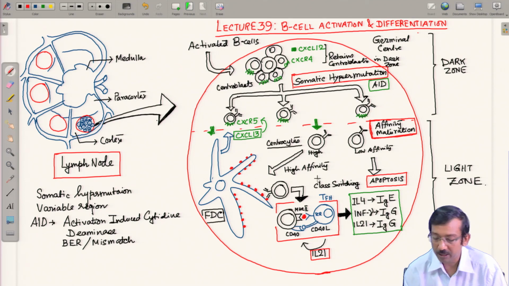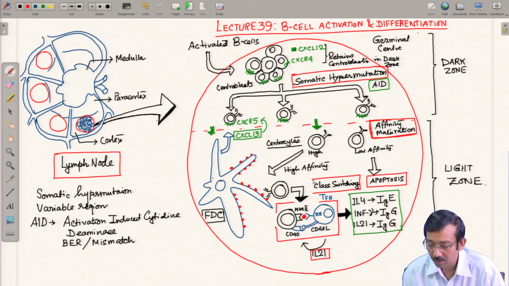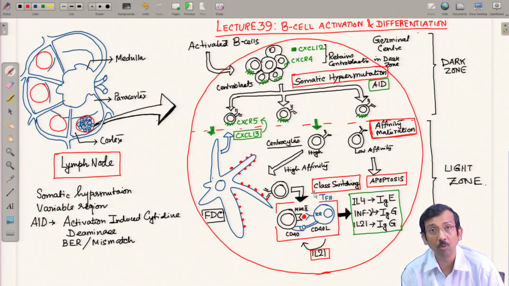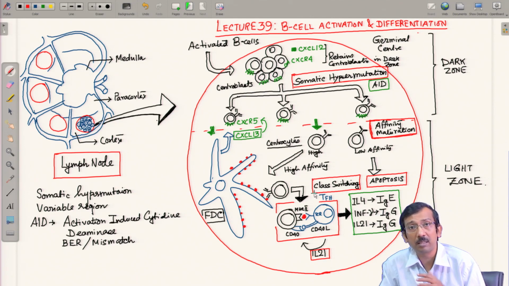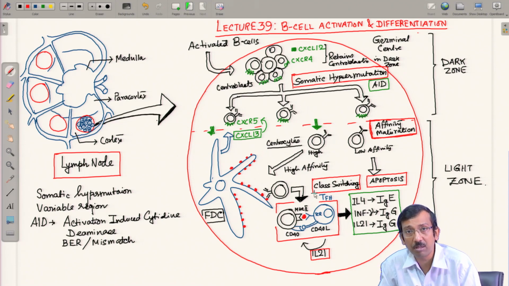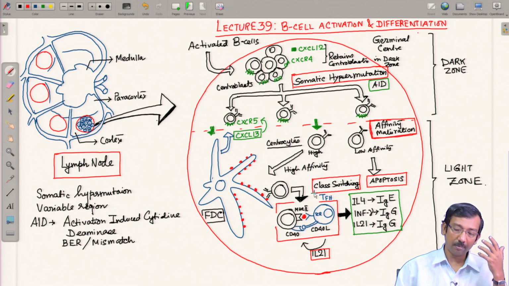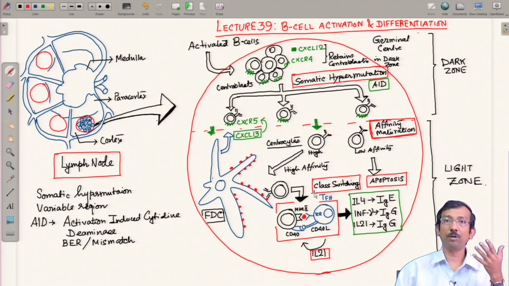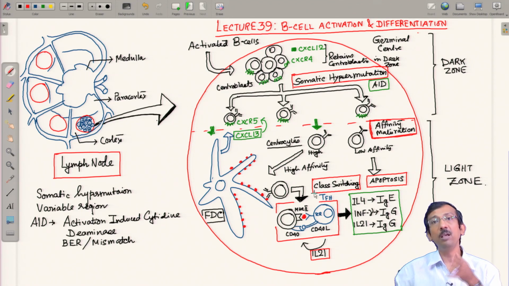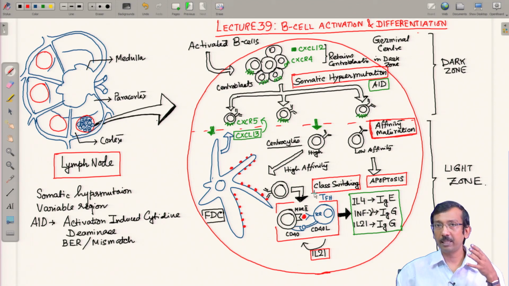We are not going into the detailed mechanism of the class switching at this moment, but these cytokines, as you know, lead to activation of certain transcription factors, and that can lead to the final effect. So, the cytokines mediate their action mostly by the induction or activation of certain transcription factors downstream. We will read about this in more detail when we study the cytokines.